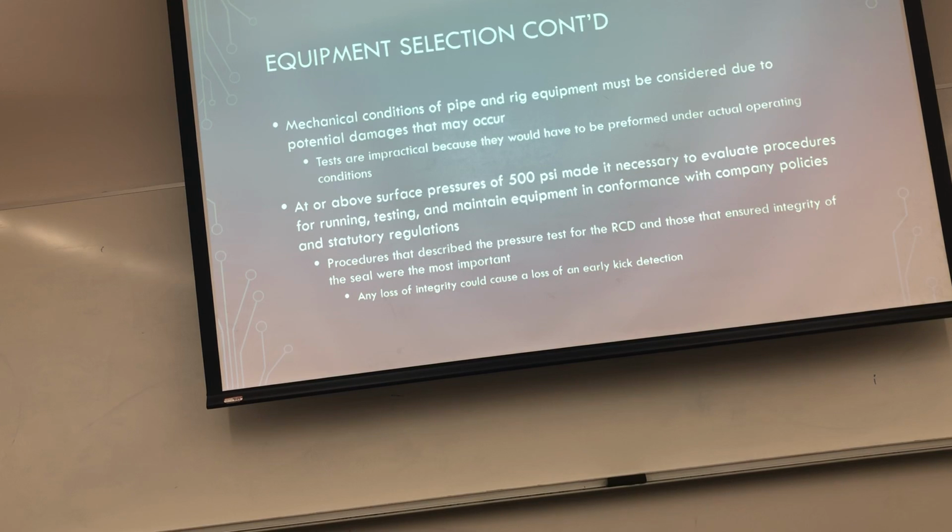At or above surface pressures of 500 psi, it became necessary to evaluate procedures for running, testing, and maintaining the equipment. These procedures described that the pressure test for the RCD and those that ensured integrity of the seal were the most important. Any loss in that integrity could cause a loss in early kick detection. So that's very crucial right there.